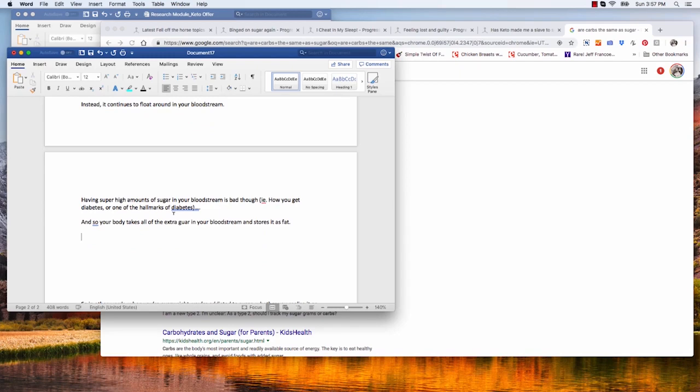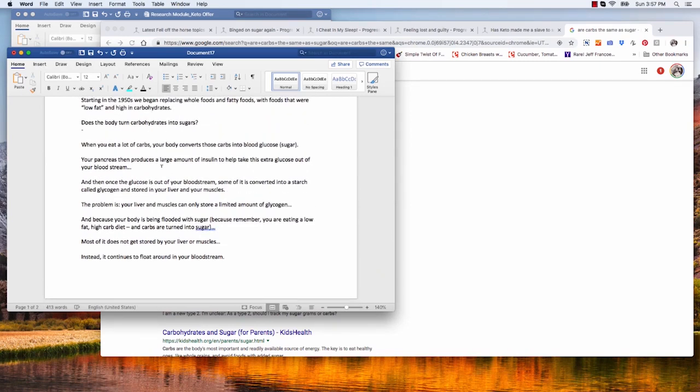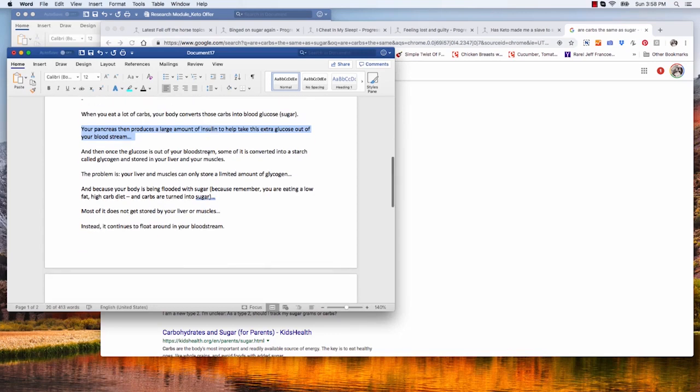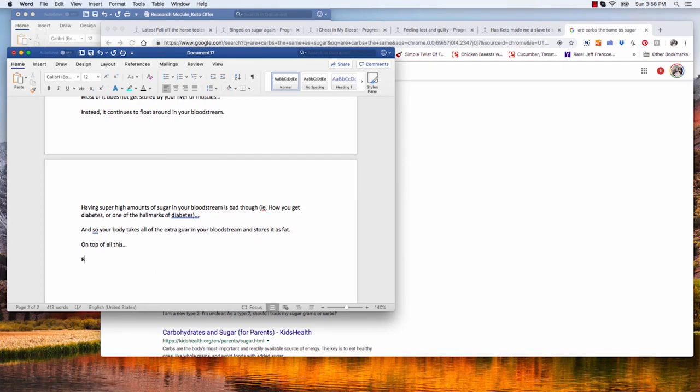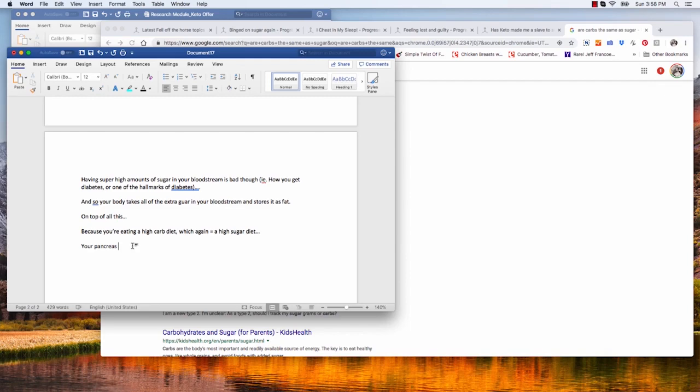Let's see, talk about the diabetes part too. So on top of all this, what I want to point out is that your pancreas is producing a large amount of insulin to help take extra glucose out of your bloodstream. Because you're eating a carb diet, which again equals a high sugar diet, your pancreas is continuously producing more insulin than it normally would.